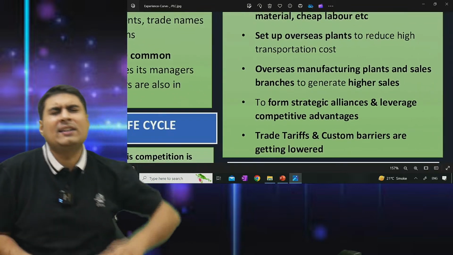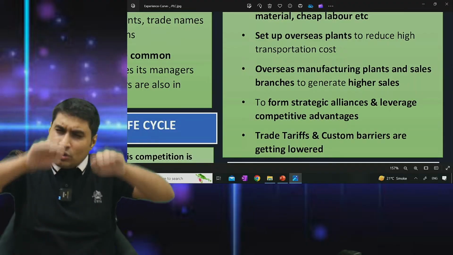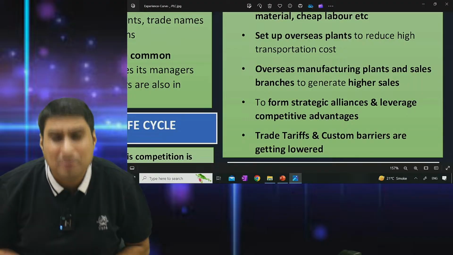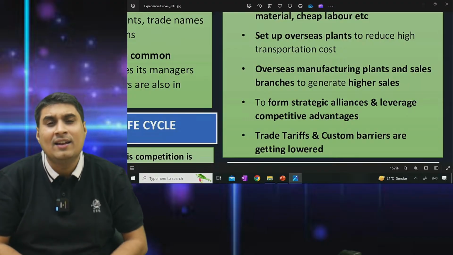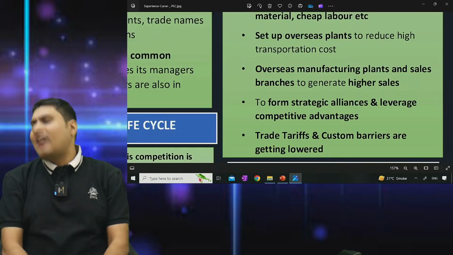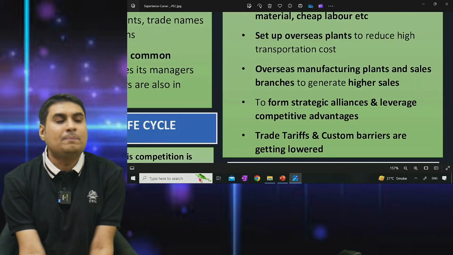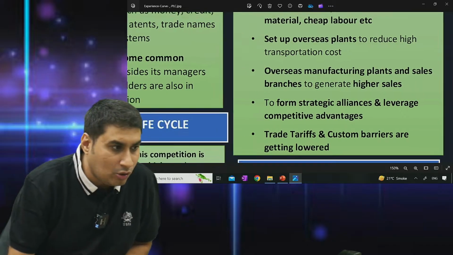Last 4 points. Setting up overseas plant to reduce transportation cost. Setting up overseas plant and sales branches to generate higher sale. To form strategic alliance and get competitive advantage. Trade tariff and custom barriers are getting lowered. I hope you are clear.